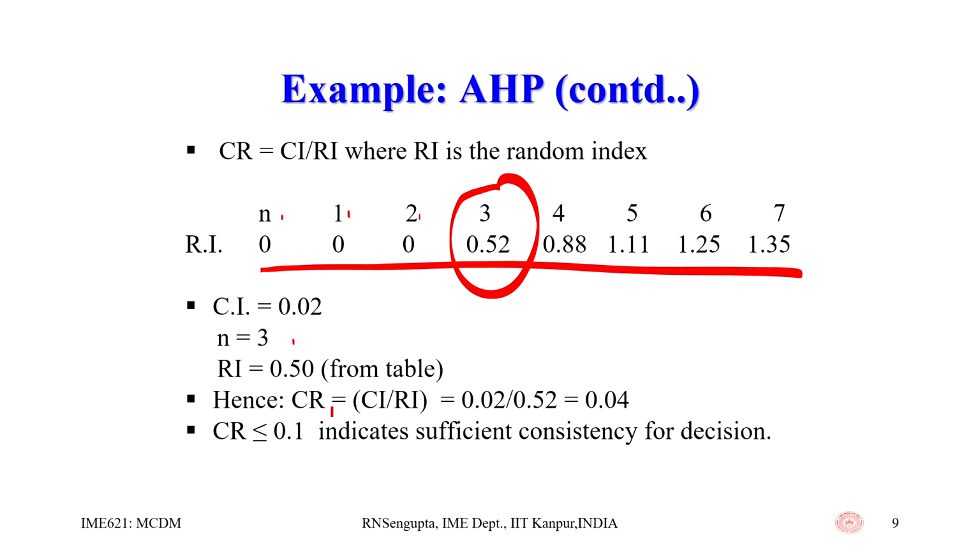The value of the ratio would be basically CI by RI, and if you remember, the criticality index calculated was 0.02, and the value of the RI is basically 0.52, which comes out to be 0.04. So, as it is less than 0.1, which indicates sufficient consistency is there for the decision. So, you have to basically find this out for each and every step.